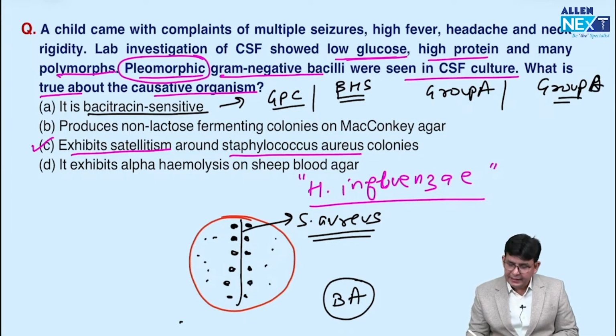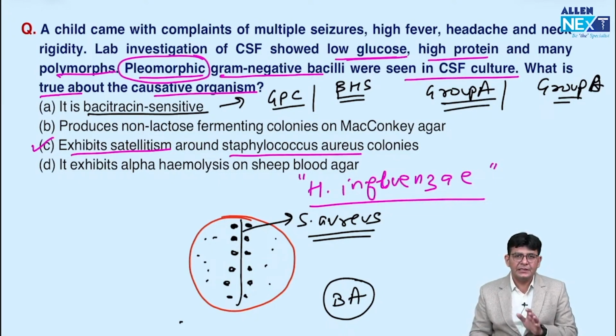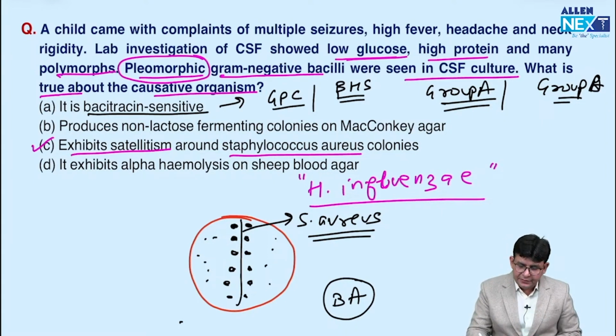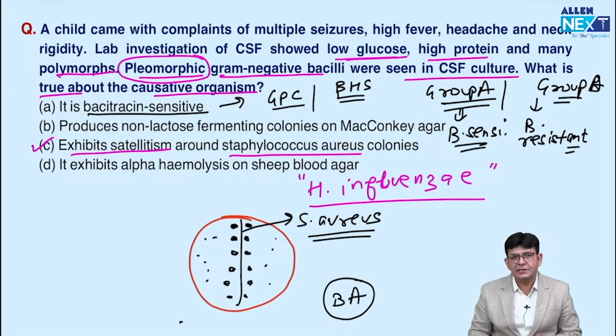So group A is which one? Streptococcus pyogenes, and group B is which one? Streptococcus agalactiae. Fine, so that you know. So which one is bacitracin sensitive? Group A is bacitracin sensitive, okay, and group B is bacitracin resistant. Okay, this is bacitracin resistant and this is bacitracin sensitive, and as such the antibiotic testing is done on which media, guys?